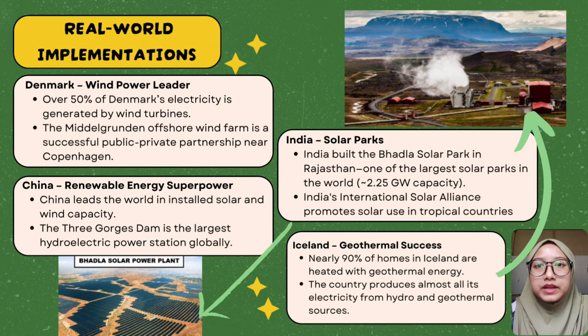Next is India, which has made significant progress in solar energy development. The Bhadla Solar Park in Rajasthan is one of the largest solar parks in the world, with a capacity of approximately 2.25 gigawatts. In addition, India has initiated the International Solar Alliance to promote the use of solar energy in tropical regions.